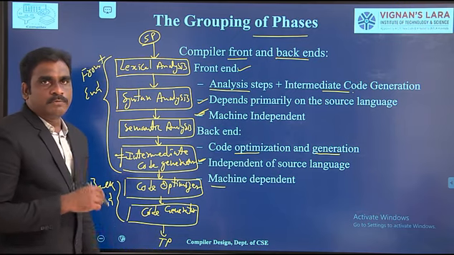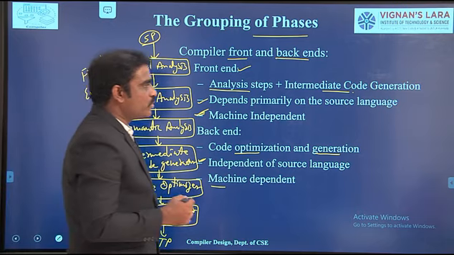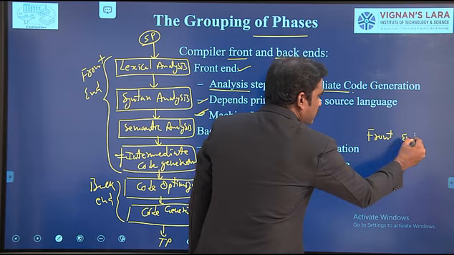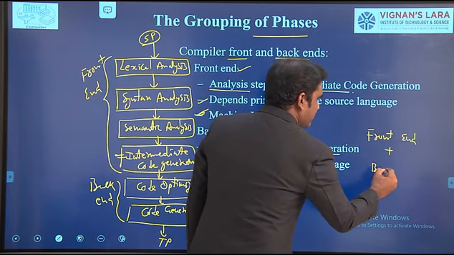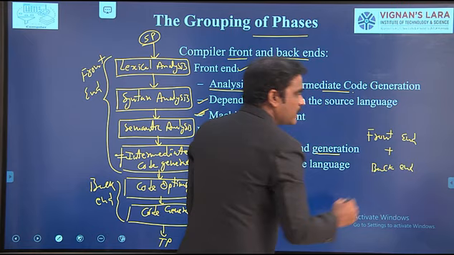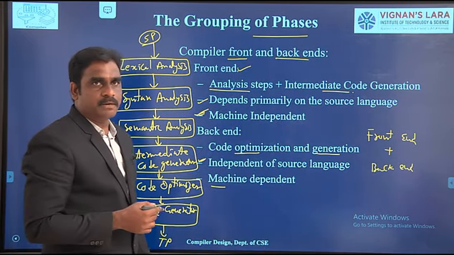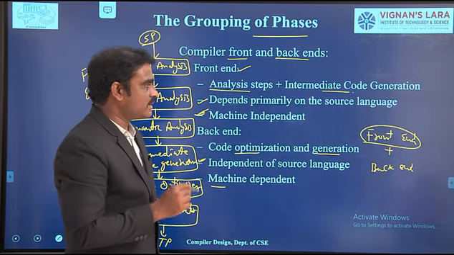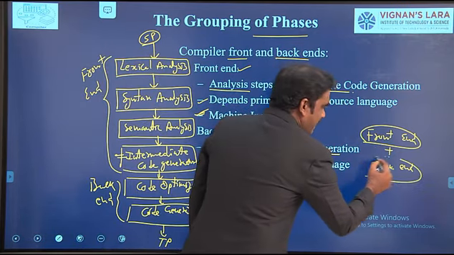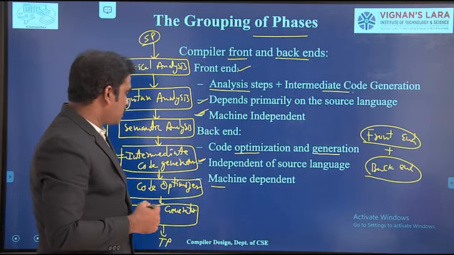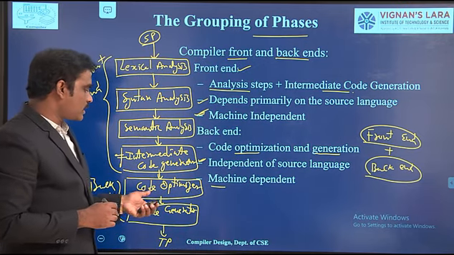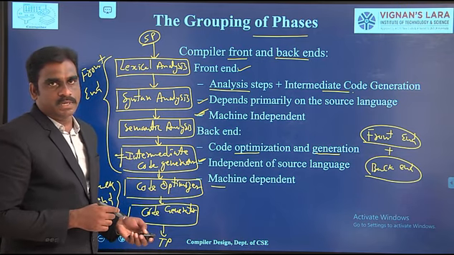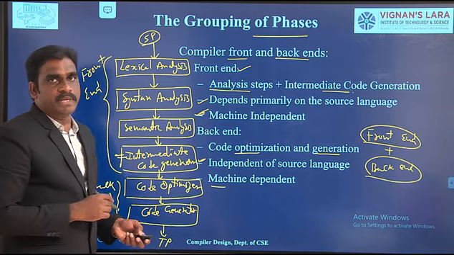Suppose you want to design a new compiler. We have 2 parts, one is the front end and the second one is the back end. If you want to design a new compiler, the first part, the front end, is the same, common. We need to change the back end. So for the back end we need to work on the code optimization and the code generation. Then only we will get a new compiler. So this is about grouping of pages.